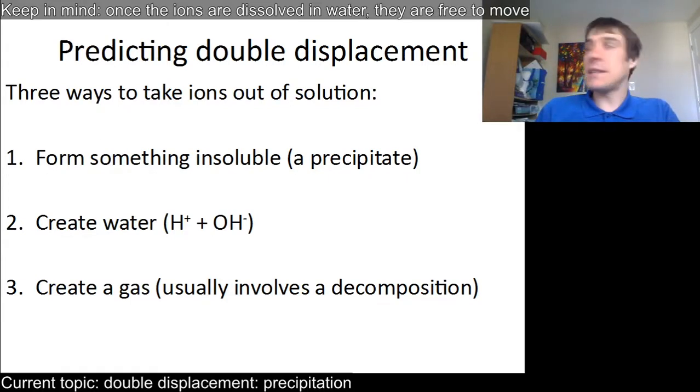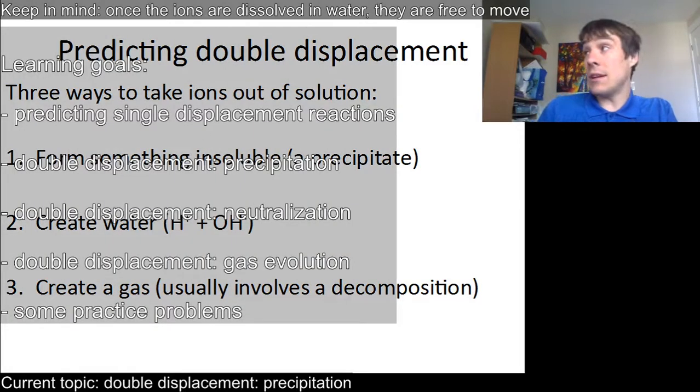You can make something that's insoluble. Insoluble means held together so strong that the water can't pull it apart. You could create water, H2O. Or you can create a gas. If you have 2 things that meet each other in such a way that they react and make a gas, then the gas is going to leave the water and you're going to get a reaction. We're going to go through each one in turn. So, those are our next 3 things: precipitation, neutralization, and gas evolution.